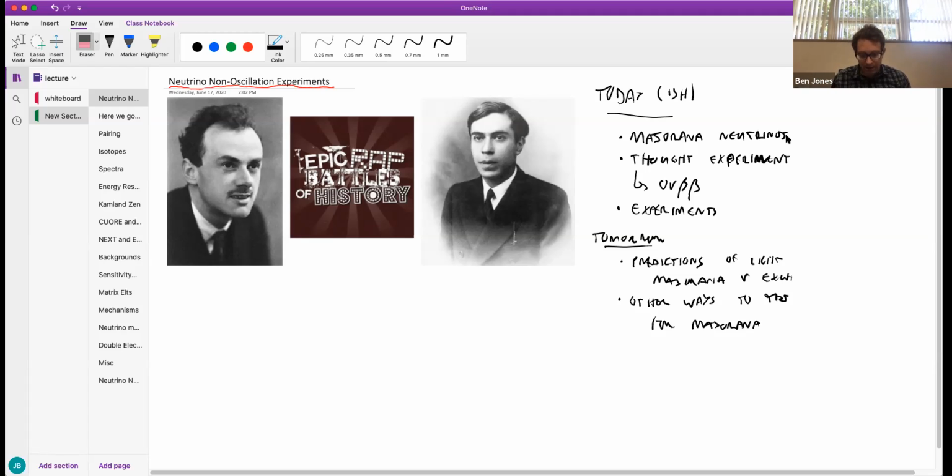So today I plan to jump off here, talking about the experimental approaches, and then dig into some detail about the predictions of the light Majorana neutrino exchange mechanism for neutrinoless double beta decay. And if there's time, maybe talk a little bit about other methods for searching for Majorana neutrinos.